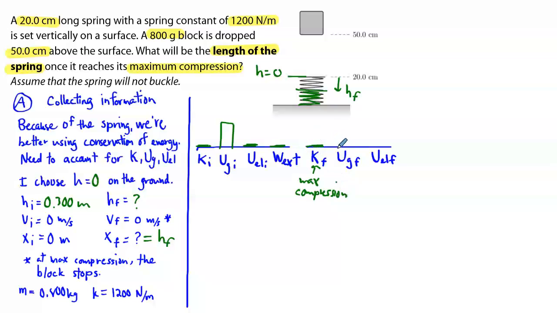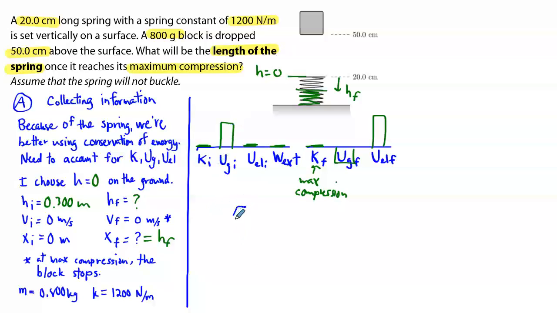The potential energy due to gravity, because we're lower than our h equals 0, we know that this quantity will actually be negative. And therefore, this means that the potential energy stored in the spring will actually be greater than what we had at the beginning, because the two of these together need to add up to the same amount as the potential energy due to gravity initially. So we can now try to solve the problem.